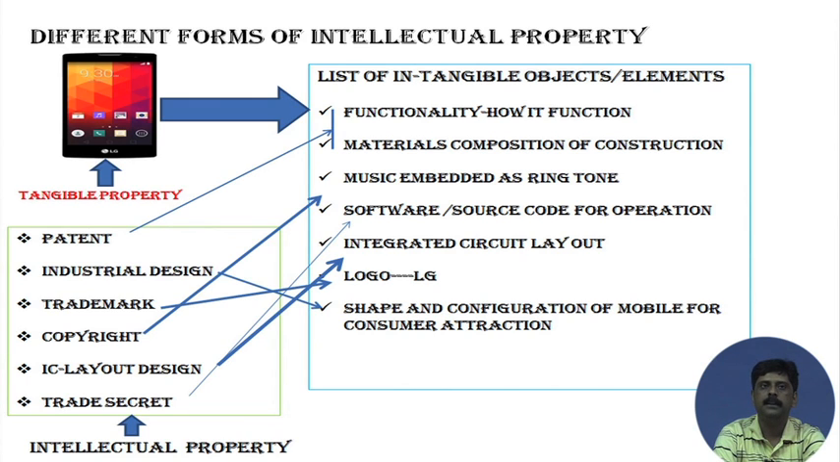Now I have taken that mobile, and how can I identify from which source this mobile is coming up? There I found a logo that is telling about LG, indicating that the mobile is coming from the source called LG. So that is providing some information also. There I can consider LG is also supporting some information, that is also an intangible thing associated with this mobile, the tangible thing.